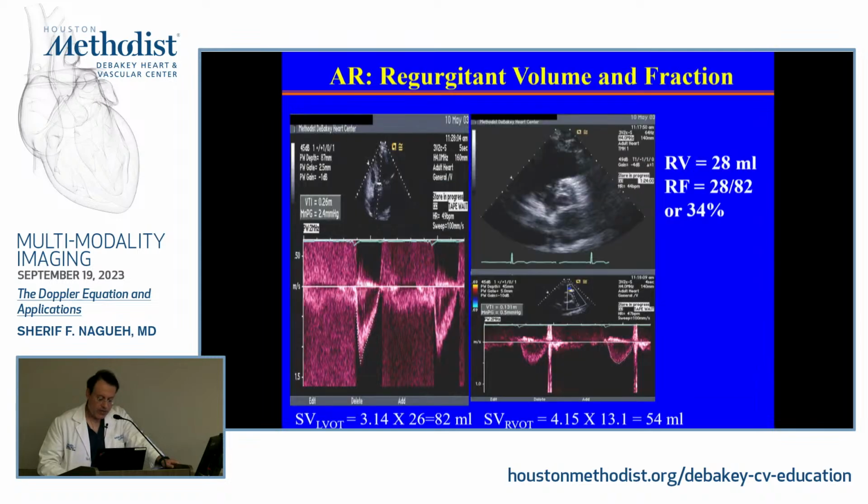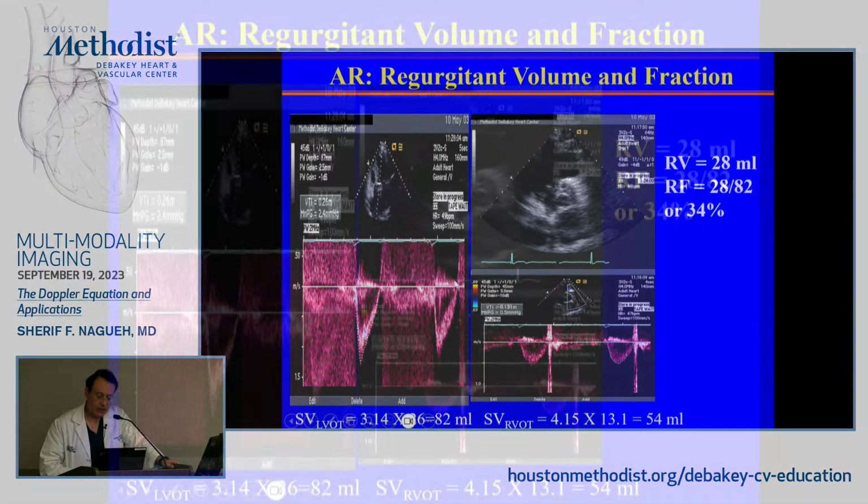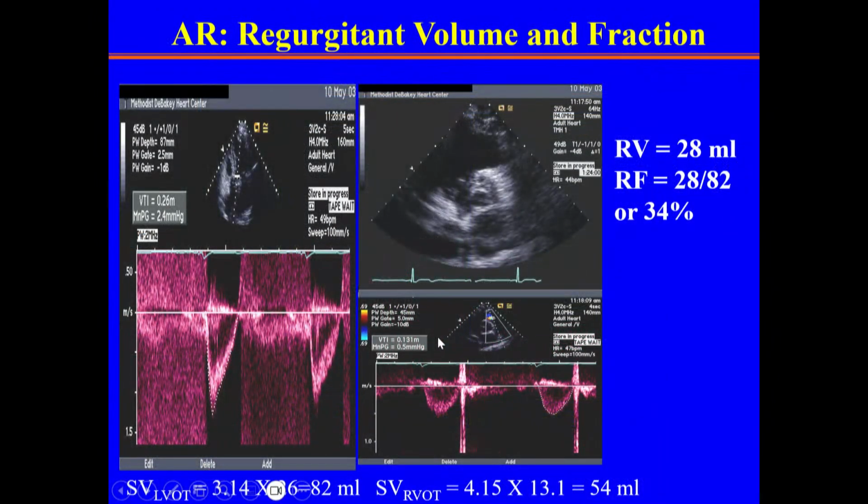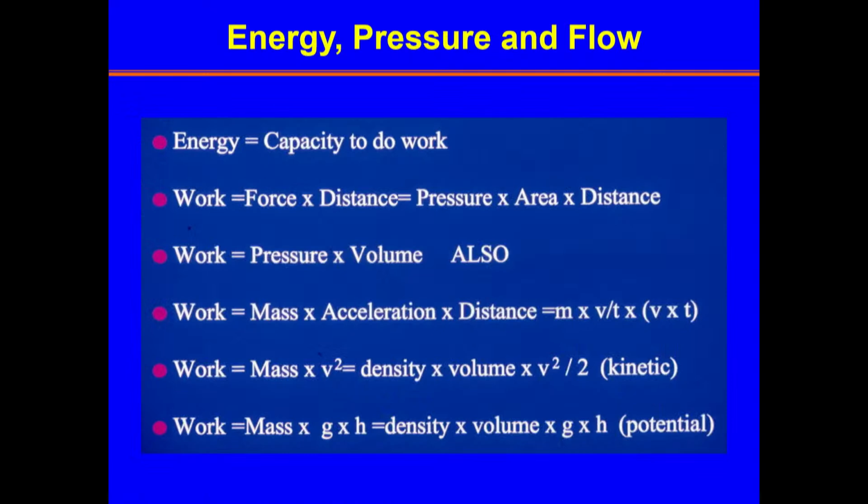Let us look at aortic regurgitation. Here we look at flow through the LV outflow tract, and we look at flow through the RV outflow tract. The flow through the LV outflow tract exceeds the flow through the RV outflow tract by the regurgitant volume of aortic regurgitation. And so you express that as the numerator divided by the total stroke volume, which is here the LVOT flow, and you end up with the regurgitant fraction. Again, this is not the only method, but a method that is based exclusively on Doppler.